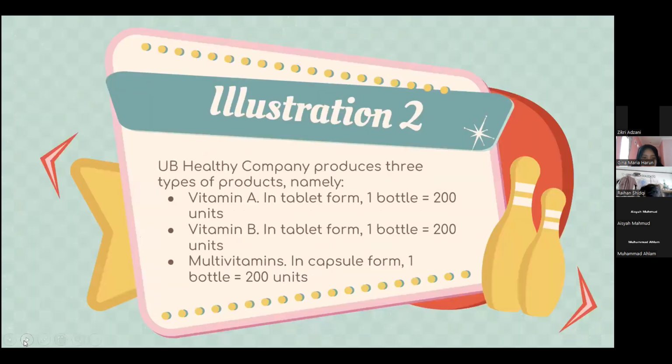Okay, the next example is illustration 2. We have UB Healthy Company, which produces 3 types of products, namely vitamin A in tablet form, 1 bottle has 200 units. Vitamin B in tablet form, 1 bottle and 200 units too. And the multivitamin in capsule form, 1 bottle, 200 units. Next.